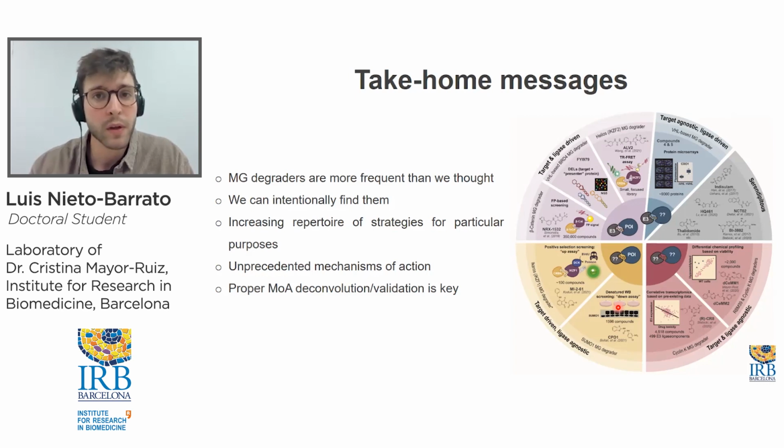And for this, we have an increasing number of strategies that we can use for particular purposes, depending on whether we want to find a glue for a specific target or recruiting a specific E3 ligase, or if we want to unlock disease-relevant vulnerabilities, as I mentioned. We have also seen that they have different mechanisms of action, as I showed you with the example of DDB1. And also, it's important to mention the importance of a proper deconvolution strategy to discover the mechanism of action of a certain hit. And for this, we have many orthogonal techniques that we can currently use.